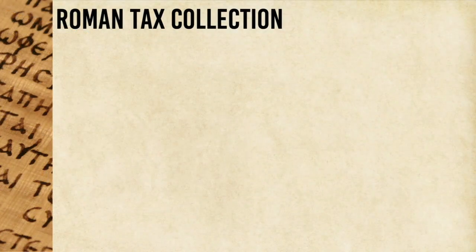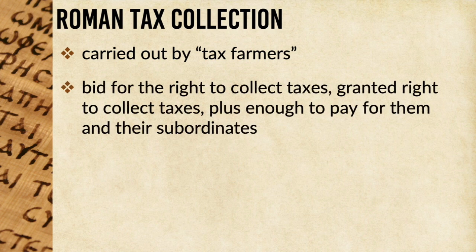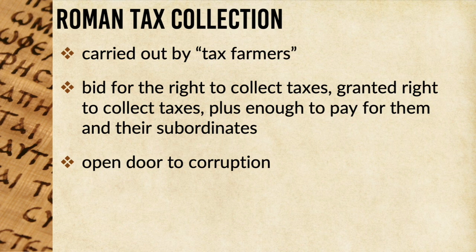All right, let's talk a little bit about Roman tax collection. Roman tax collection was carried out by tax farmers who would bid for the right to collect taxes. Once they were granted the right to collect taxes, they were granted the right not only to collect those taxes, but also they could collect enough to pay for them and their subordinates. So basically the people who were having to pay taxes were also paying the taxman, if you will. Probably pretty similar to what we do today. After all, our taxes pay the salaries of the IRS. But what the Roman system did was it left an open door to corruption.